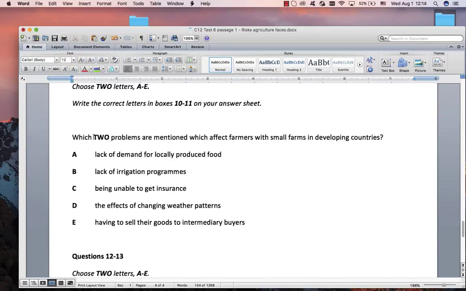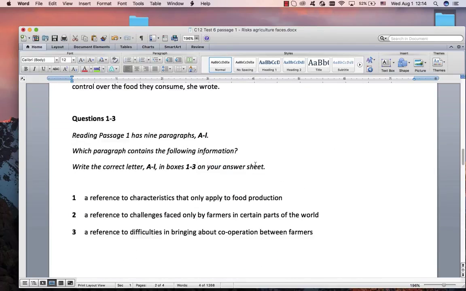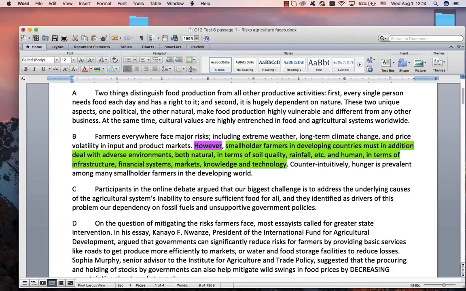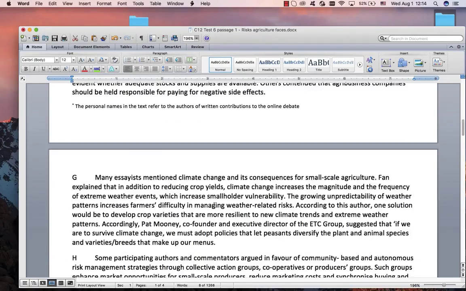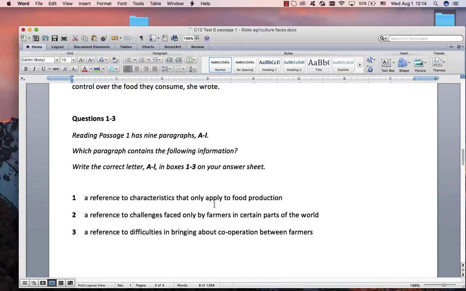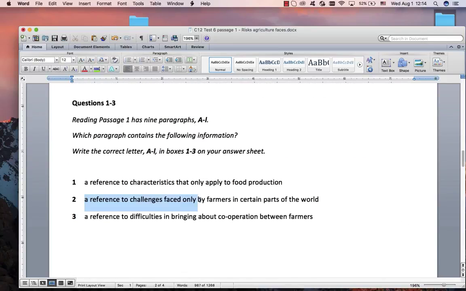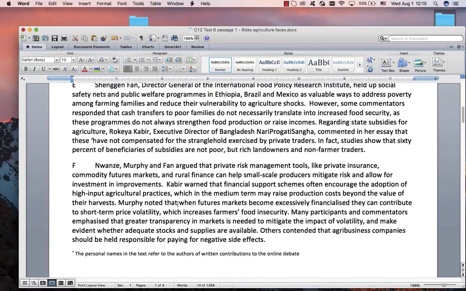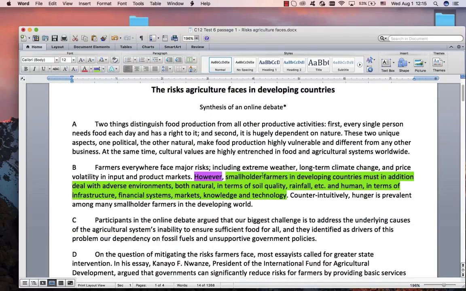The two problems that were mentioned, which affect these farmers in developing countries. So after the however, there are all the problems that they mention. But there was another one, the same piece of information. This question over here also was targeted at that sentence. Farmers in certain parts of the world, smallholder farmers in developing countries. So that however actually introduced two answers.